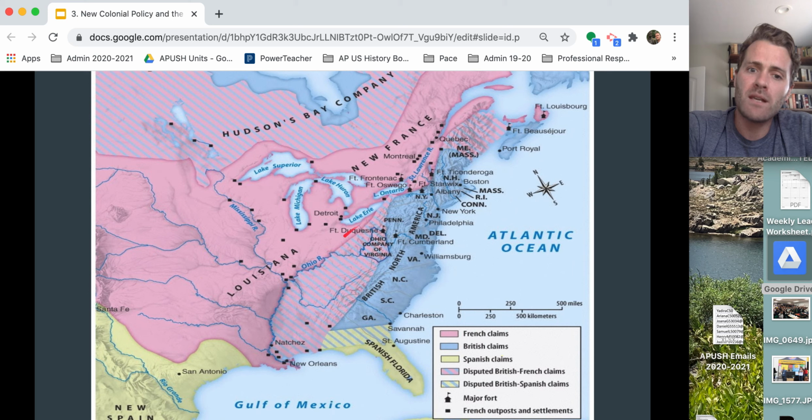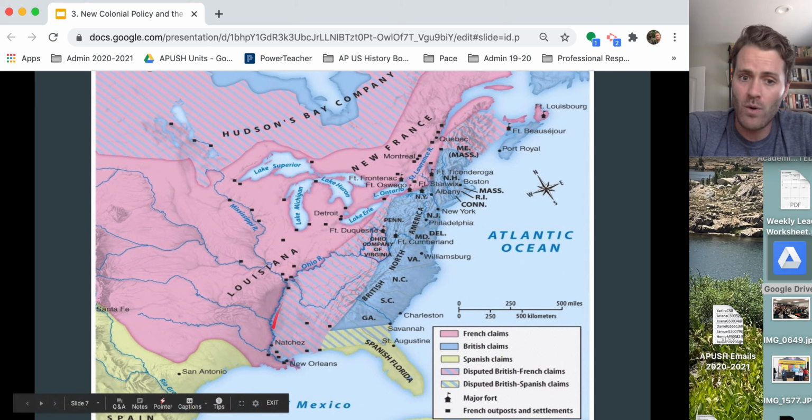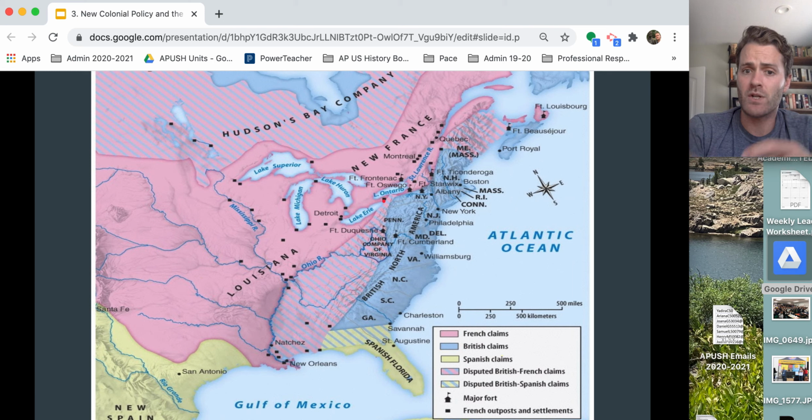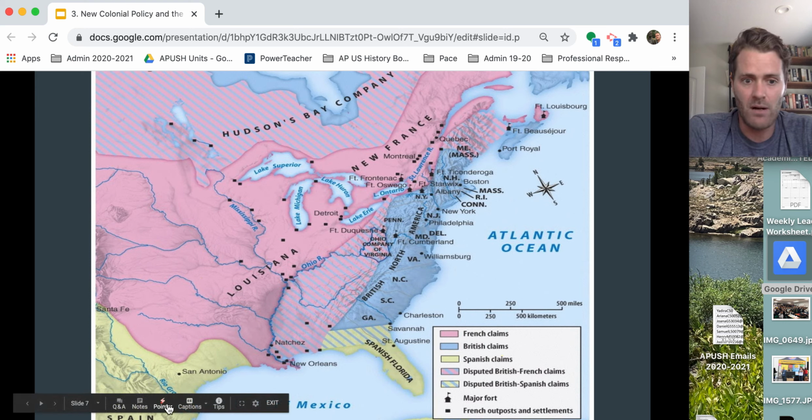But what we see here is that because both nations say it's theirs, we're going to see a military presence by both the French and the British in this area, specifically right here in the middle, which is the Ohio River Valley. The Ohio River Valley, right there, as both nations say this land belongs to us.